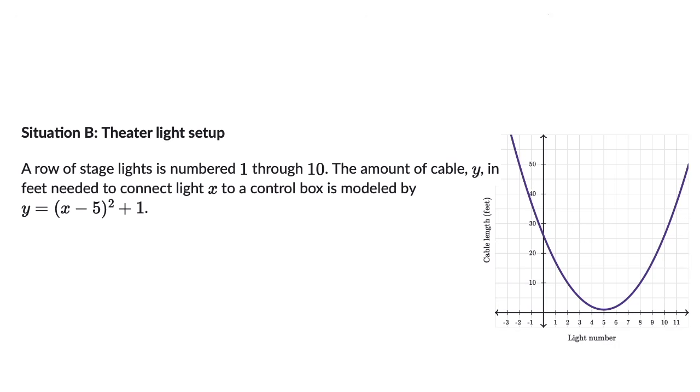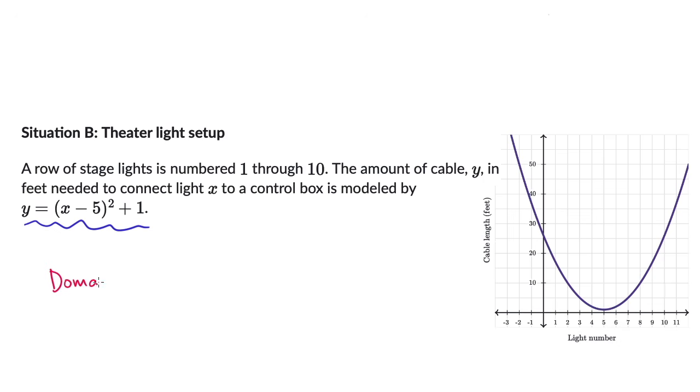So in situation B, theater light setup. We are told a row of stage lights is numbered 1 through 10. The amount of cable Y in feet needed to connect light X to a box is modeled by this. All right, so once again, they have graphed this entire expression. But what would the domain of this actually look like? And let's do another color here. So let's think about this domain.